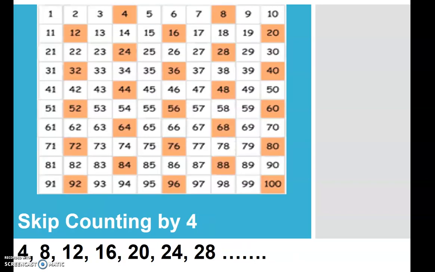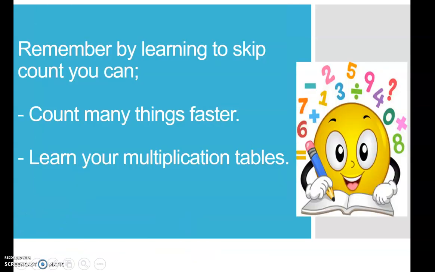Now if we look at skip counting by 4, you can see every fourth one is highlighted. So 4, 8, 12, 16, 20. So again, your 4 times tables. Remember, now that you've learned to skip count, you'll be able to count things much faster and learn your multiplication tables.